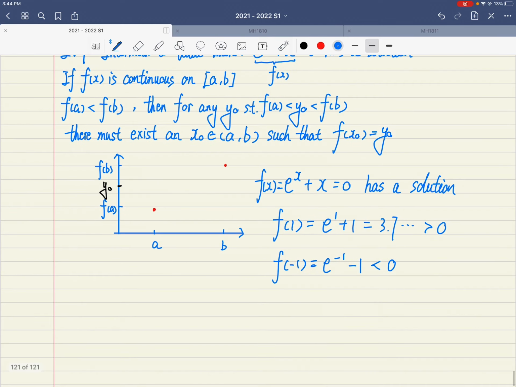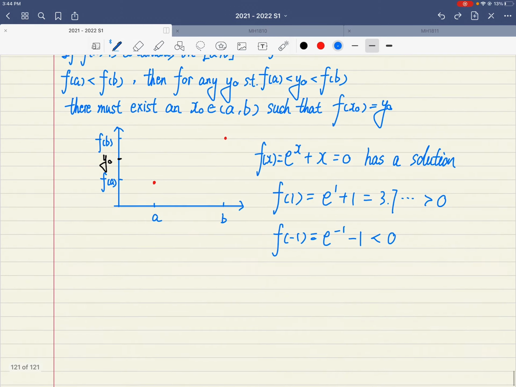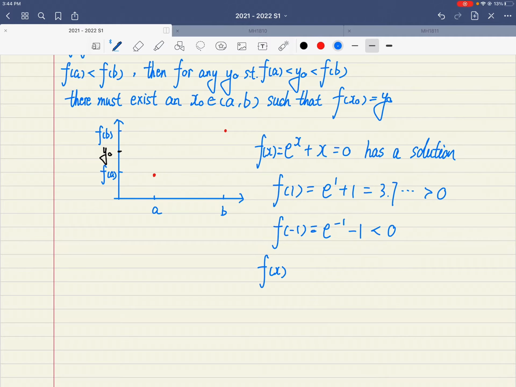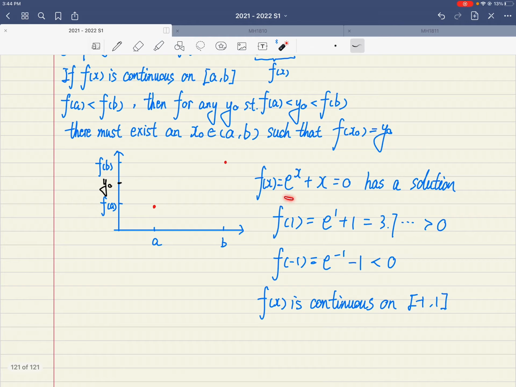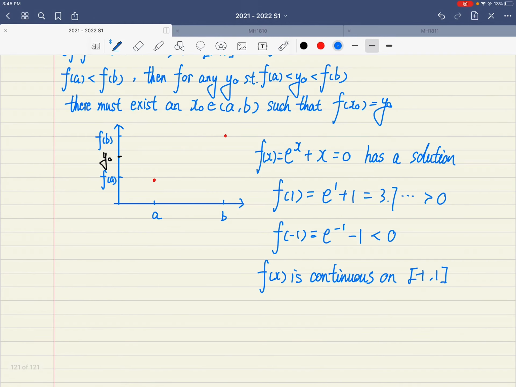So now you find two points. One point gives you a positive value, another point gives you a negative value. So now you can use IVT. First, it's obvious that f(x) is continuous on the interval [-1, 1]. You don't even need to prove this because it's e to the power of x plus x, a combination of some basic functions. e to the power of x is a very basic continuous function, and x is a polynomial, continuous. So f(x) is continuous on -1 to 1.